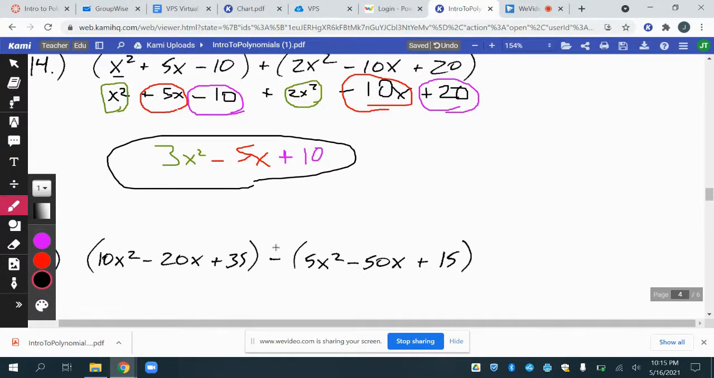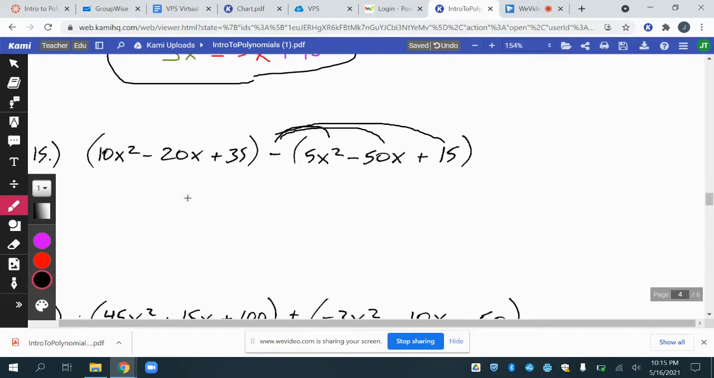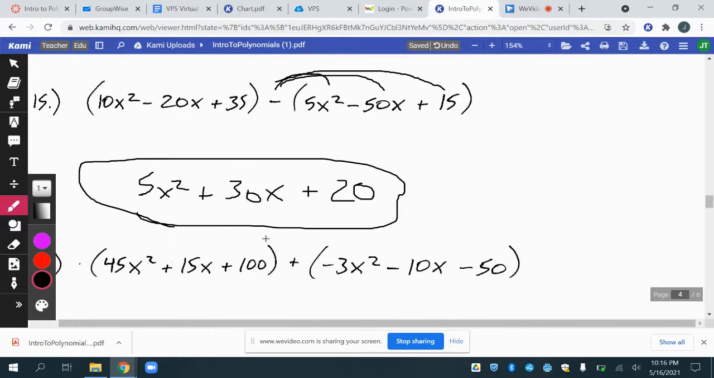But watch out for negatives. If I have a negative, I have to distribute everything. Try to solve this one on your own and pause it and see if you get the right answer. And here's the right answer. The answer is going to be 10 minus 5 is 5x squared. 20 minus negative 50 is actually 20 plus 50, so that's 30. And 35 minus 15 is 20. You can see once you get the hang of this, it's actually really fast.